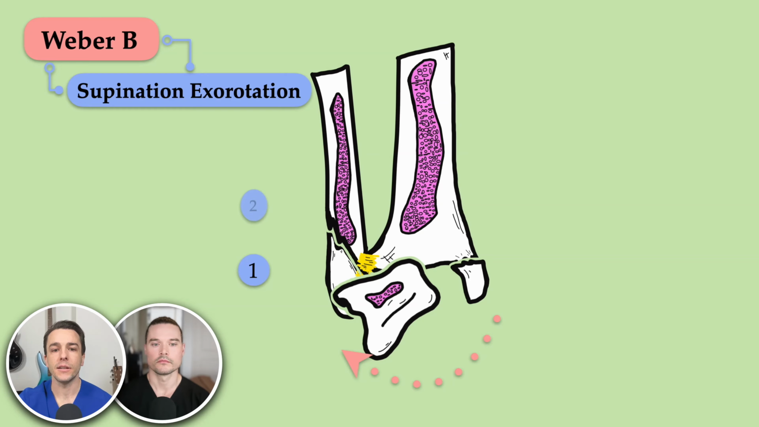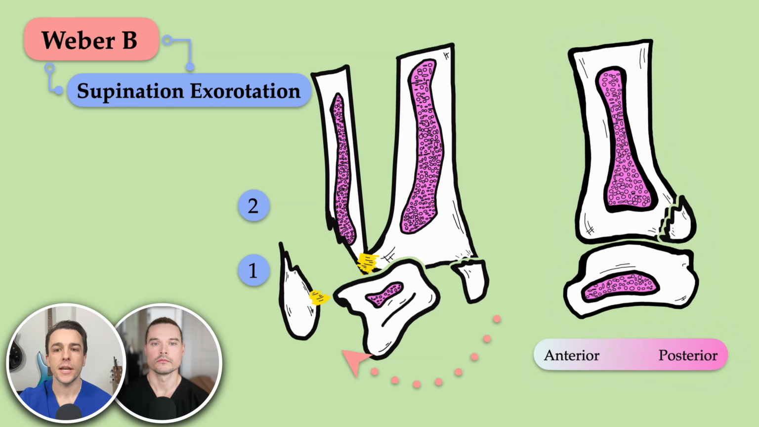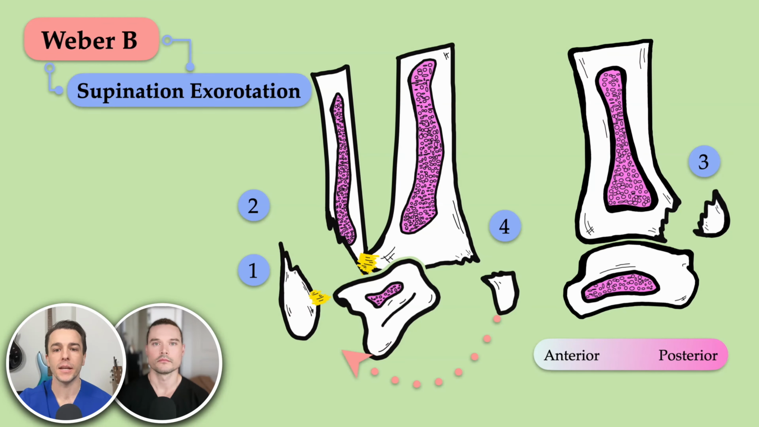Stage 2 Lauge-Hansen is going to happen kind of at the same time, where we have that oblique fracture of the fibula at the level of the syndesmosis. Stage 3, we're going to then go to our lateral x-ray and look at the posterior aspect of the tibia. This is where we're looking for a posterior malleolus fracture or posterior ligamentous disruption, which in this case we wouldn't see. Lastly, we have stage 4, which is where we get the medial malleolus involvement. This is going to be a medial malleolus avulsion fracture or rupture of the deltoid ligament, where we can see a widening of that clear space next to the medial malleolus on a mortise view.